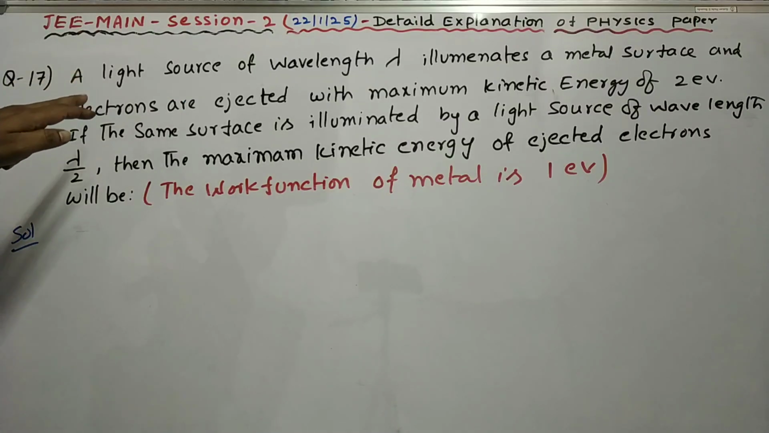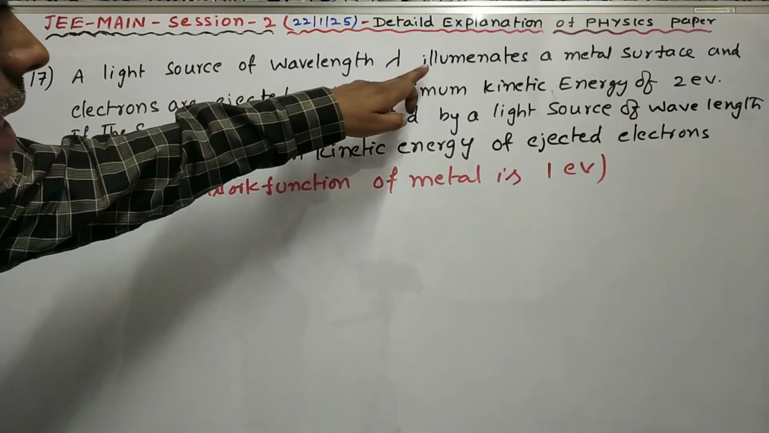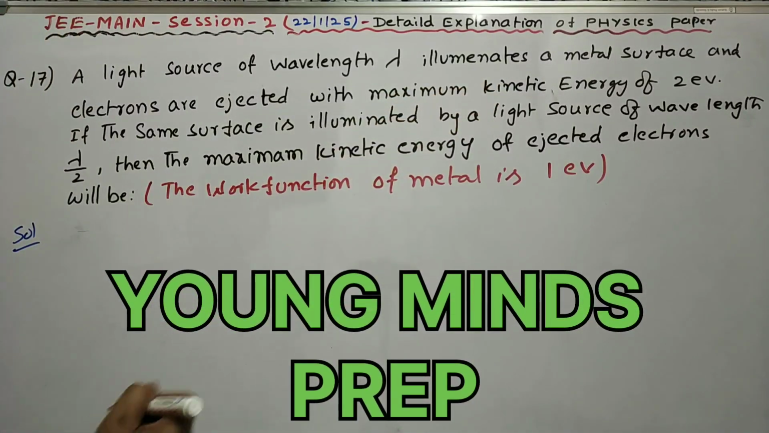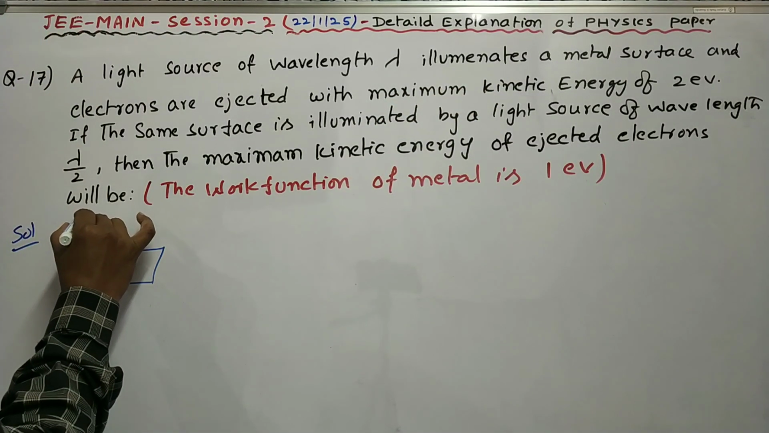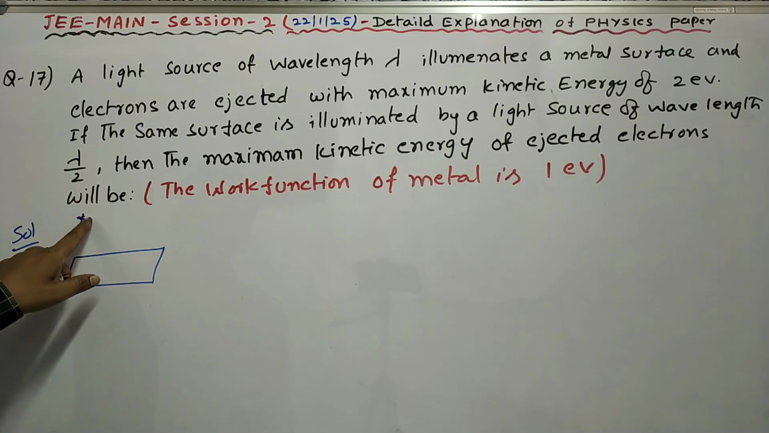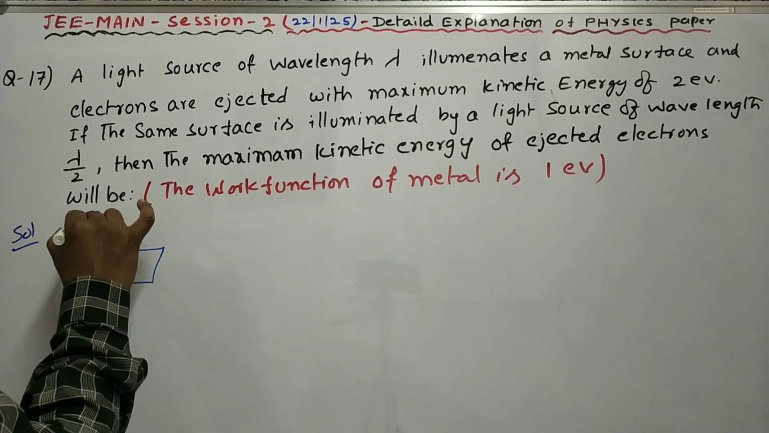The 17th question. A light source of wavelength lambda illuminates a metal surface. Suppose this is a metal surface. This metal surface is illuminated by a light source of wavelength lambda.